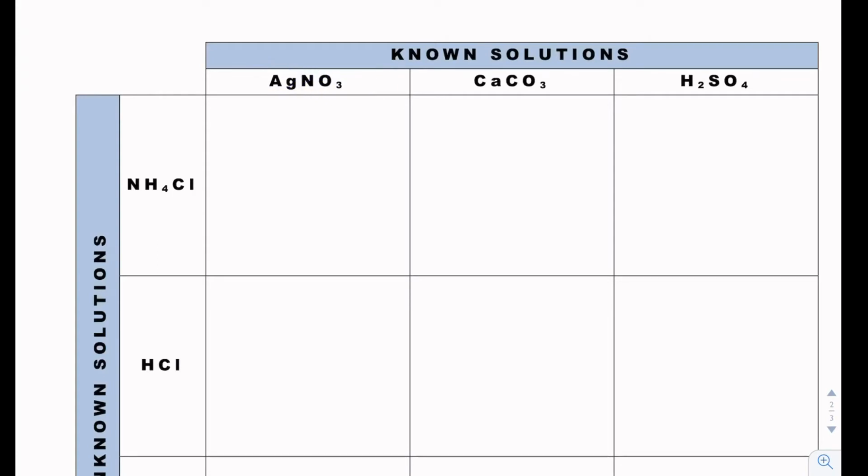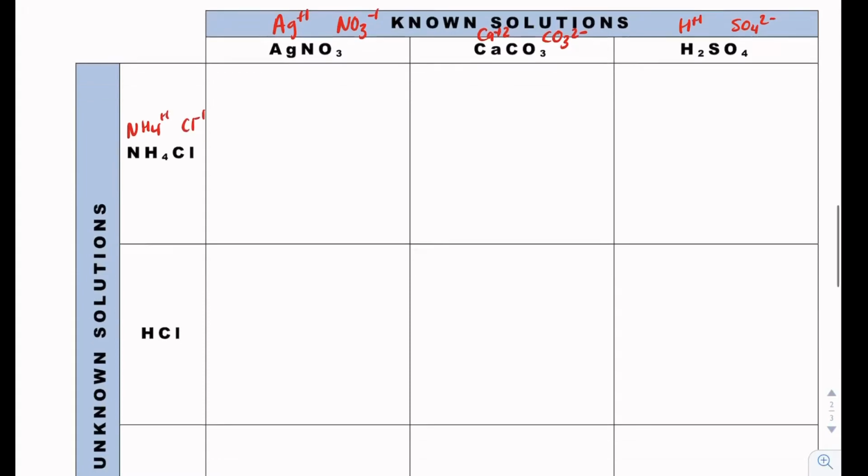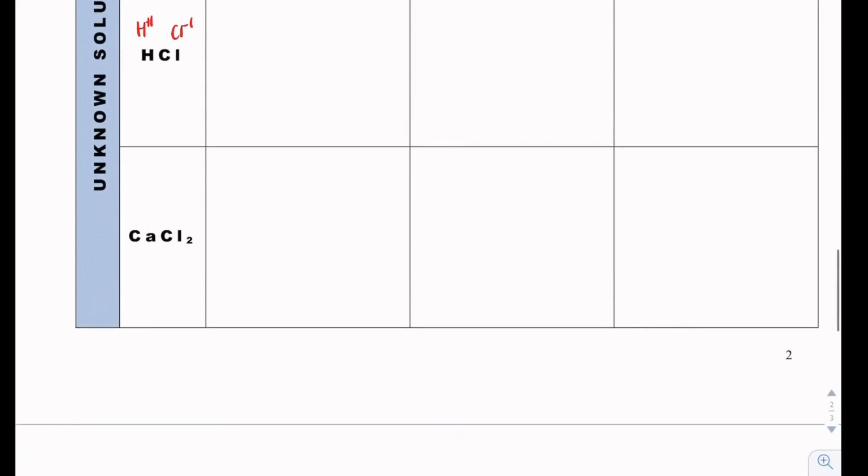So what I want you to do first is think about the ions that are present, because in a double replacement reaction, it's simply just the ions that are being swapped. So we have Ag+1, and we have nitrate, NO3−1. We have calcium 2+, just from the periodic table, and we have carbonate, CO3 2−. We have hydrogen, H+, and then we have sulfate, SO4 2−. We have ammonium, NH4+1, and we have chloride, Cl−1. We have hydrogen, H+. We have chloride, Cl−1. We've got calcium again, and Cl−1.